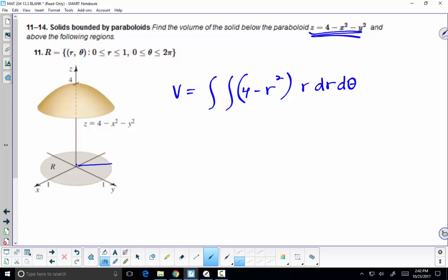What does r go from? r equals 0 is here, and r equals 1 is the outer disk. So r is going from 0 to 1. If your disk was radius 5, centered at the origin, you go from r equals 0 to r equals 5. So pretty simple. And then theta, since we have an entire disk, goes 0 to 2 pi.